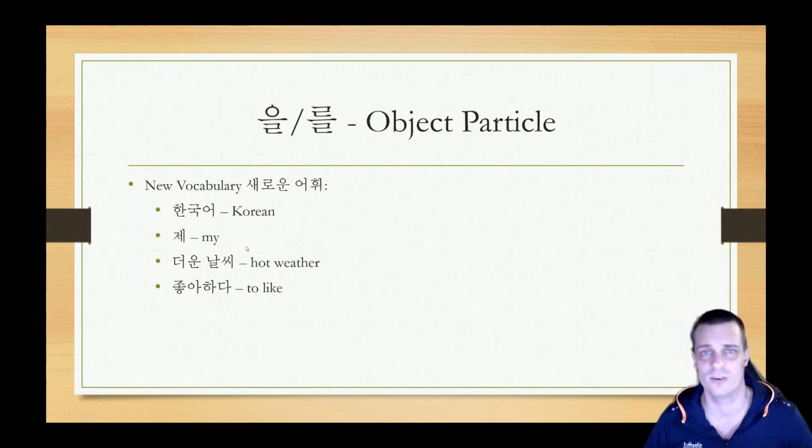Next one, Je, or my. Next one, Do and Naoshi. This is obviously made of two different words. The first part being the adjectival form of dopta, to be hot. So Do-un, Naoshi, which is weather. Do-un Naoshi, hot weather. And then the last one, Joahara, which is to like.